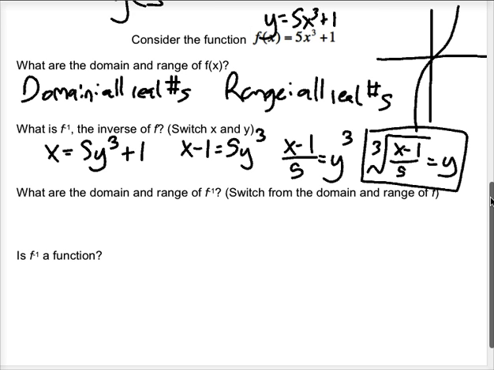All right, so we have our inverse function. Now, domain and range of f to the negative 1. In this case, it's easy because both of them were all real numbers. And now both of them are actually all real numbers again, because when you flip-flop them, they end up being the same thing.